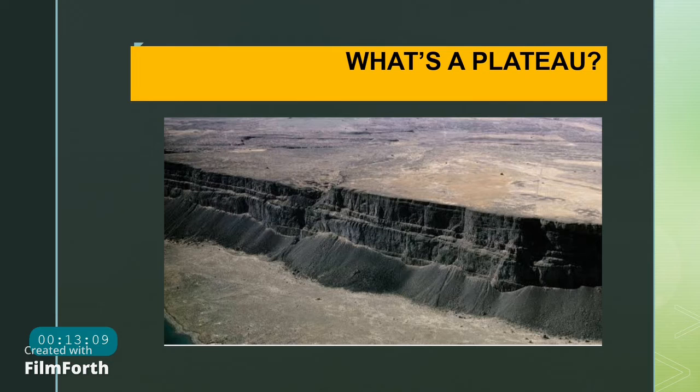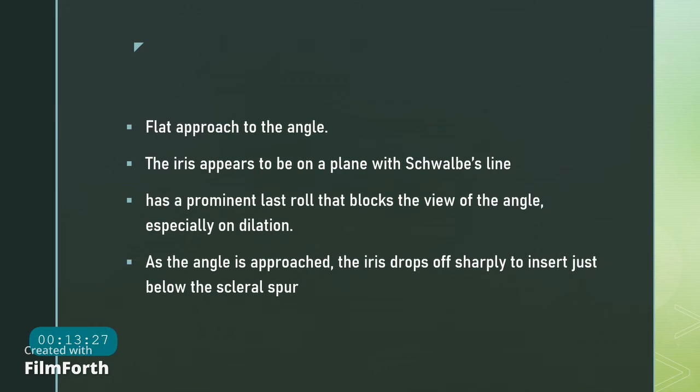Next, coming to the plateau iris configuration and syndrome. Before that, you should know what is a plateau. So a plateau is basically a flat area like this. It's an elevated and then continuous flat landscape that is called a plateau. Okay, like this, as I've shown you in the picture. So the iris also takes a flat configuration and a flat approach to the angle.